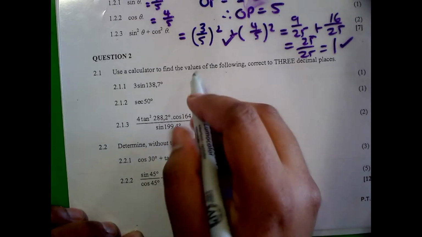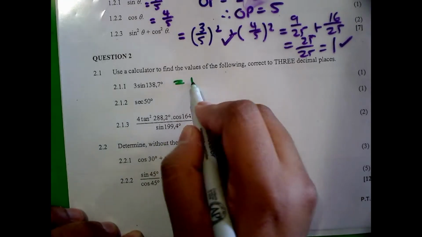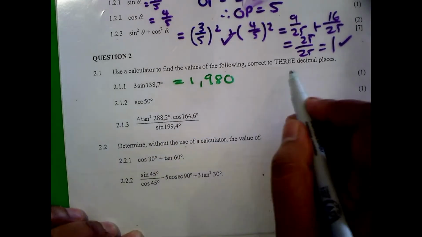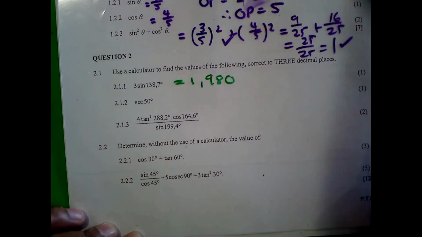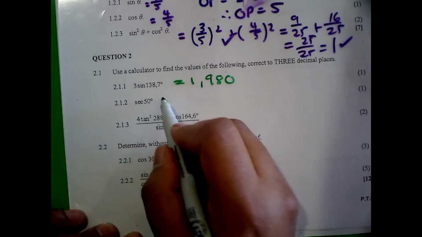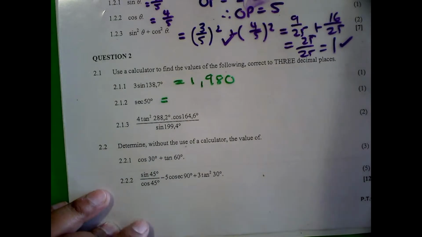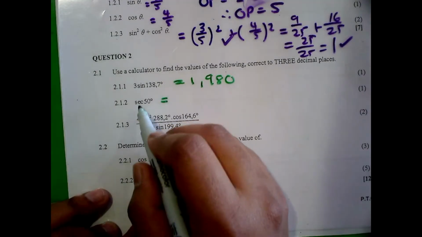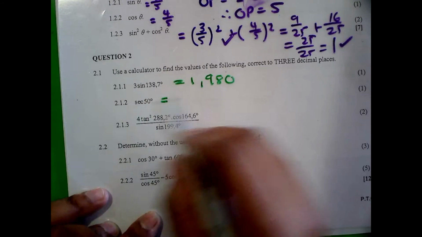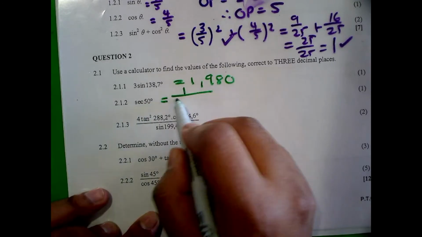Now, when you type this in your calculator, you're going to say 3 sine 138,7, and you're going to get 1,980. It says to 3 decimal spaces, so we must show the 3 decimal spaces, right? Then sec 50, that's the one people get confused with. Sec is the opposite of cos. So it means 1 divided by cos 50.